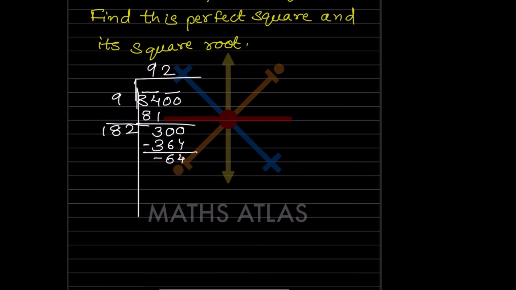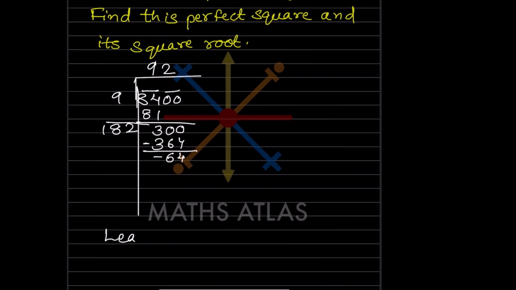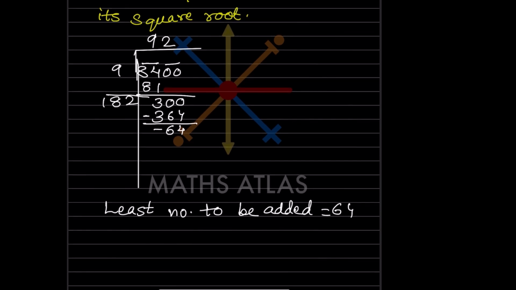So now we can say the least number to be added is equal to 64. Here the perfect square is going to be what? When you add 64 to this number, 8400, that will be 8400 plus 64, that will be 8464.